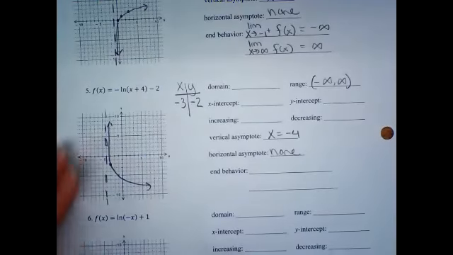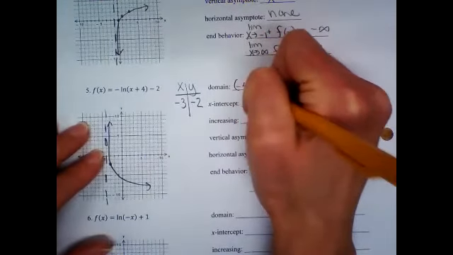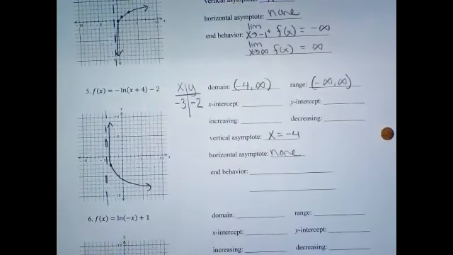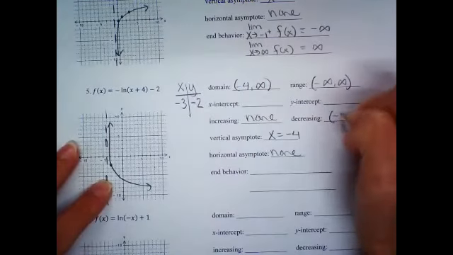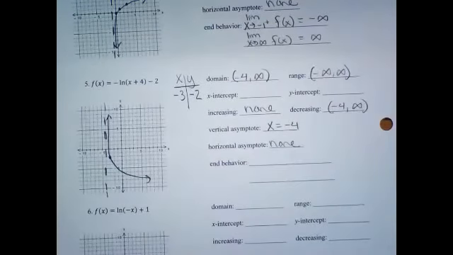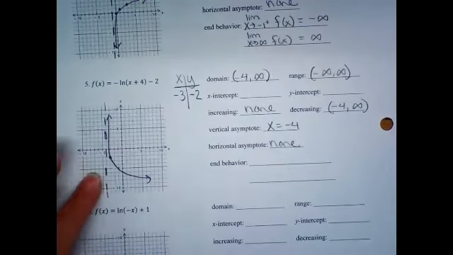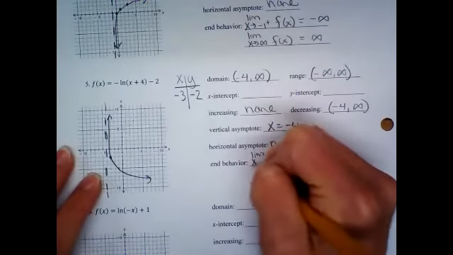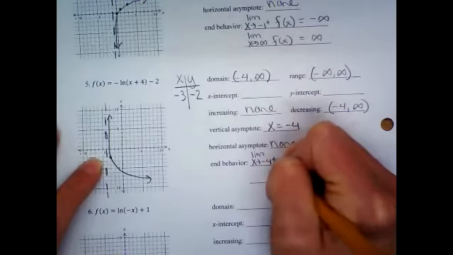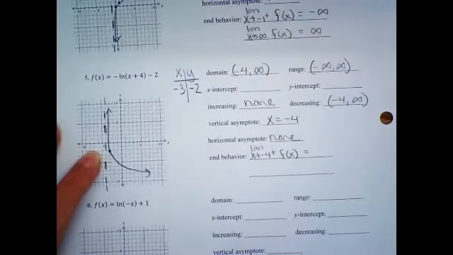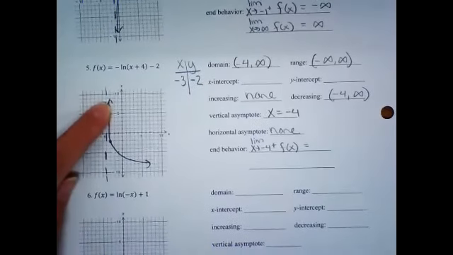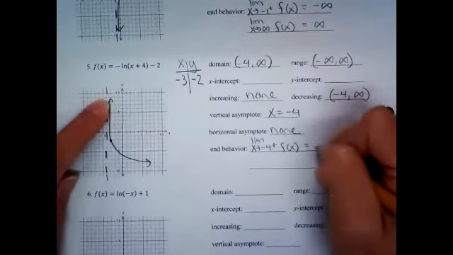All right, domain would be -4 to infinity. We're going to do the intercepts last for this one. We're going to have to work a little for those. Right? We are decreasing, so increasing is none, decreasing, just copy over the domain. And then the last thing is the end behavior. It will be limit as x goes to -4 from the right of the function. Oh, and now where is that arrow going? Infinity. We flipped it over.